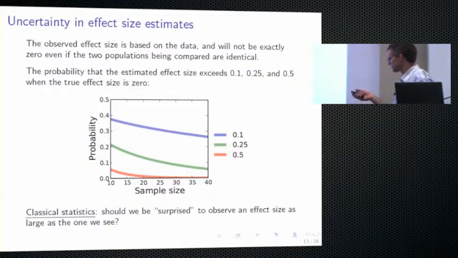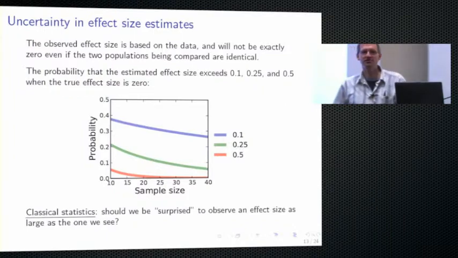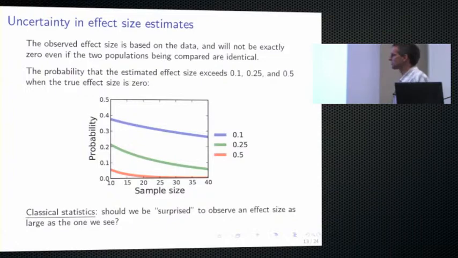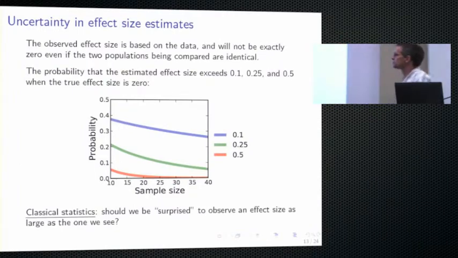And so one way to make this concrete is to think about what's the chance of observing an effect size of, say, 0.1 or larger, or 0.25 or larger, or 0.5 or larger when the true effect size is 0. So in other words, what's the chances of overstating the effect size by a certain amount because we're estimating it rather than observing it exactly? And that, of course, depends on the sample size. As everyone knows, the more data you have, the less likely you are to make a gross mischaracterization of the population based on your sample.